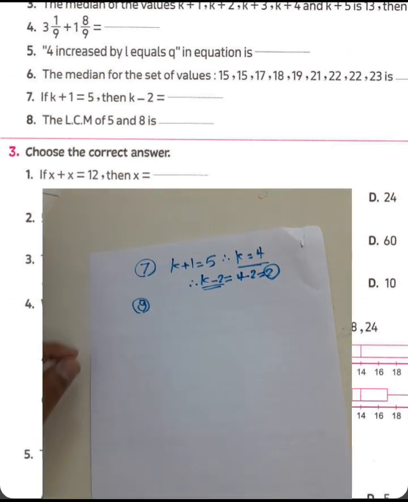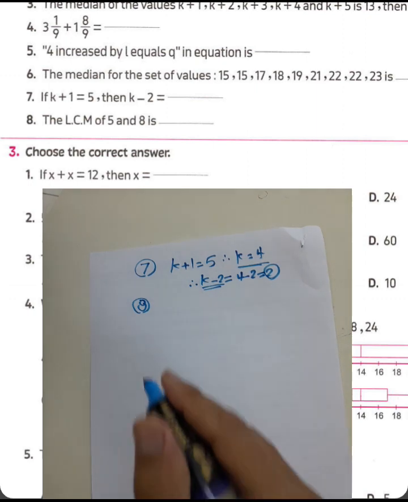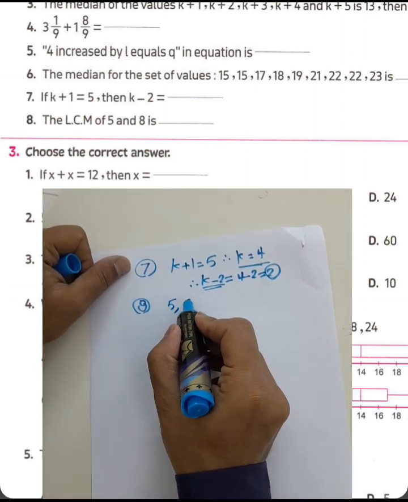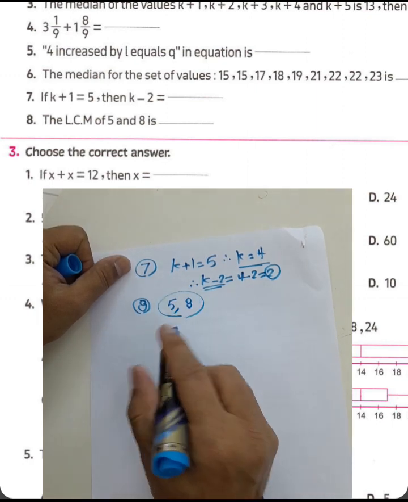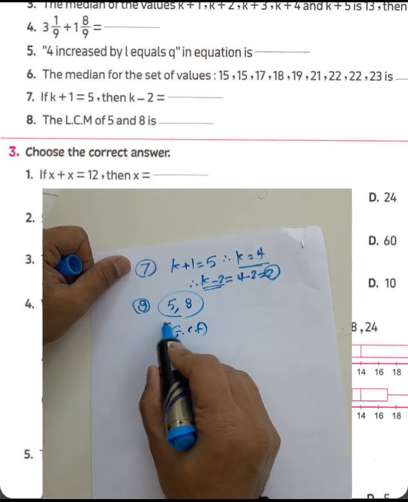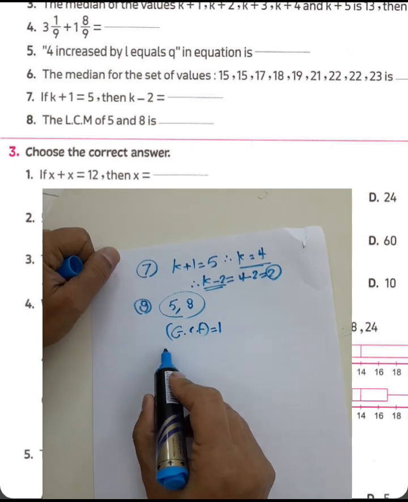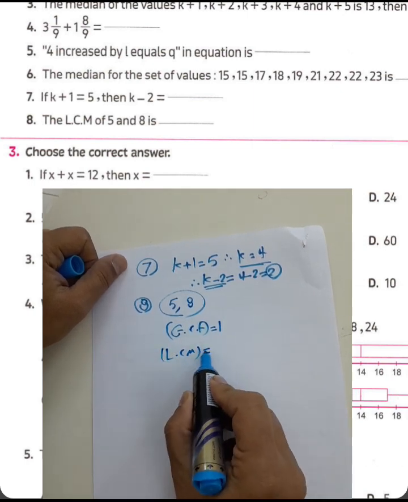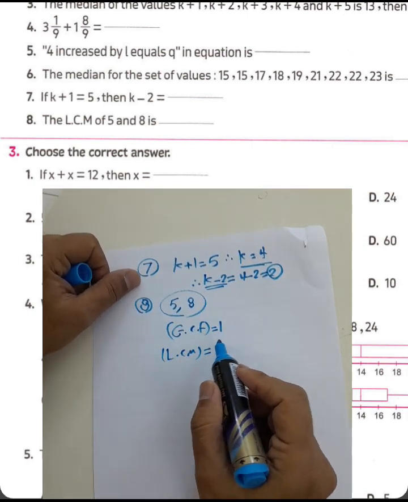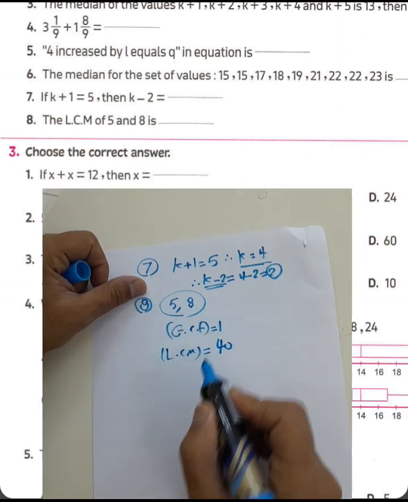Question 8, the least common multiple of 5 and 8. We know 5 and 8 are called relatively prime numbers, because the highest common factor or greatest common factor between the two numbers equals 1. Then the least common multiple between the two numbers will be their product. 5 times 8 equals 40.